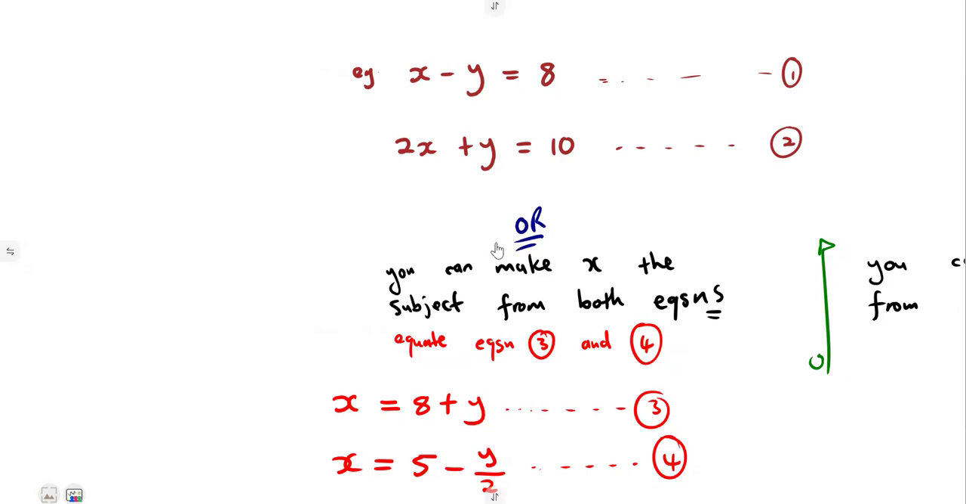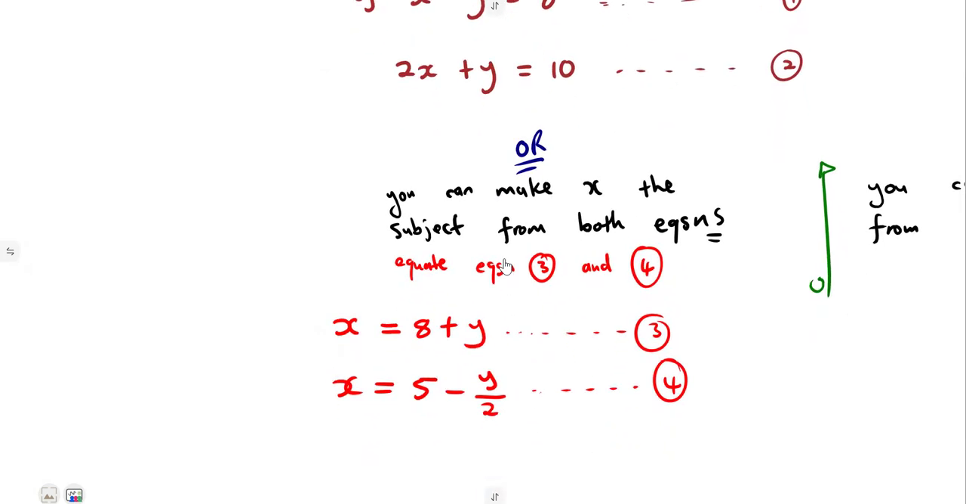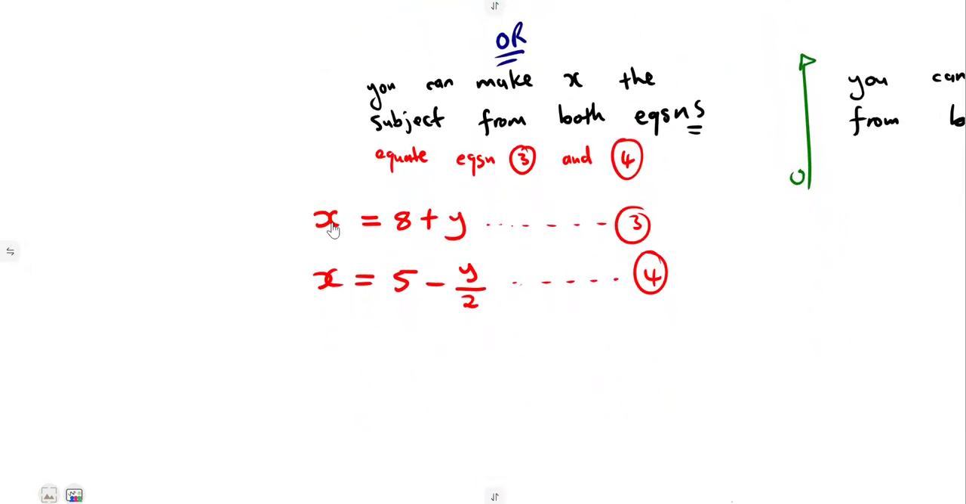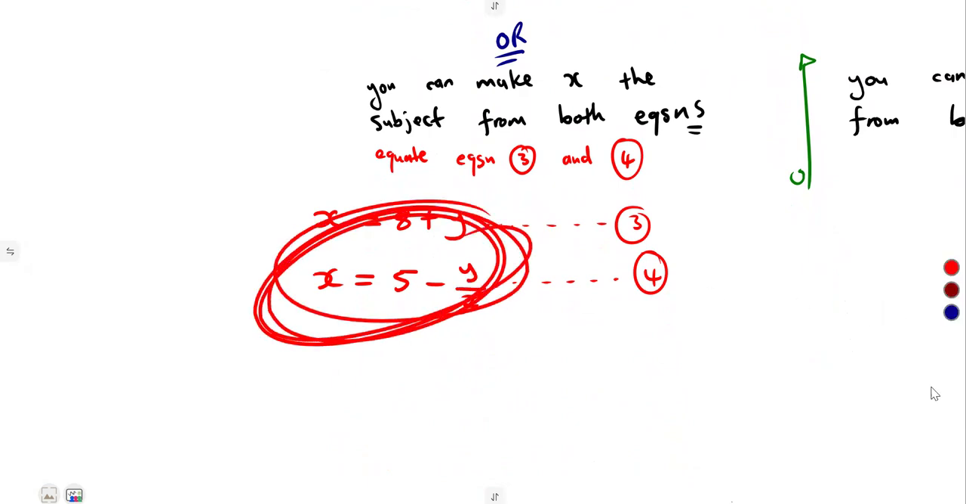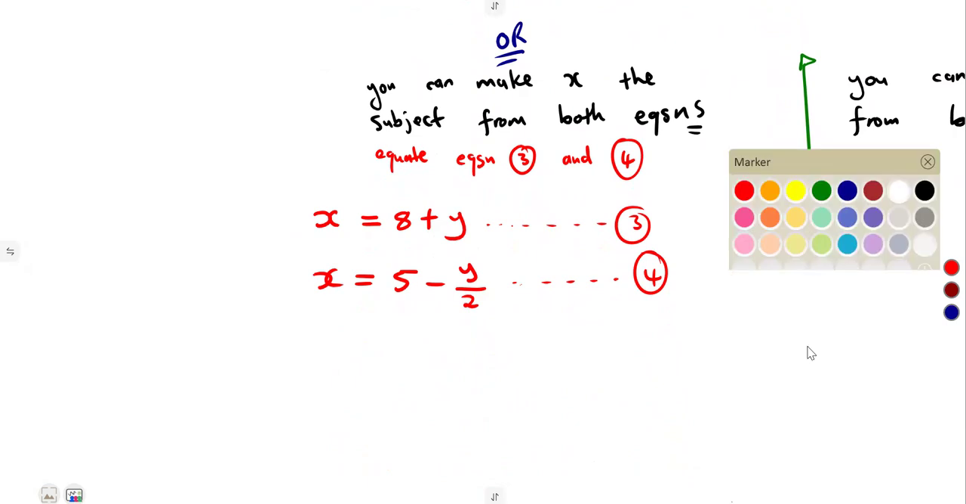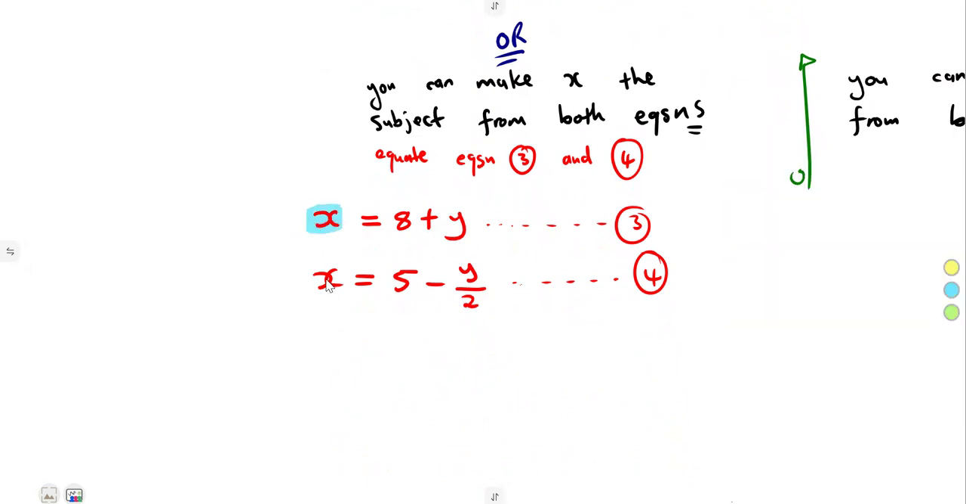It's another way. So with this way now, you can see that x is the subject. What does it mean? These two equations represent the same variable x. So therefore, these two are equal. That is what it simply means here. What is represented here is the same as this. So you can equate equation 3 and 4. This is what I was trying to say. Simply representing the same thing.